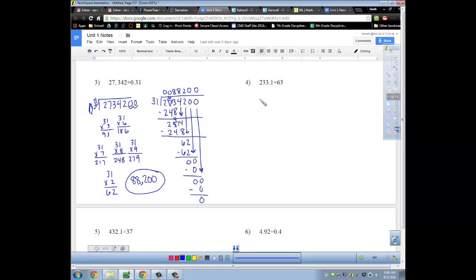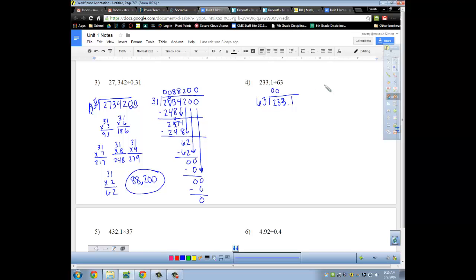Okay, number 4, we have 63 on the outside and 233.1 on the inside. So remember, we cannot have a decimal on the outside, but we can have it on the inside, so we're fine. We don't need to move any decimals over. So 63 doesn't go into 2. 63 doesn't go into 23. So I need to figure out how many times 63 is going into 233.